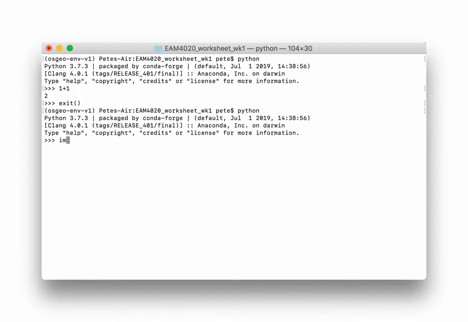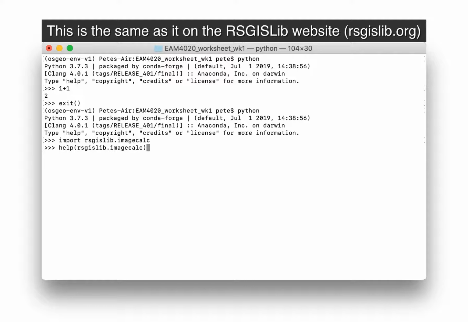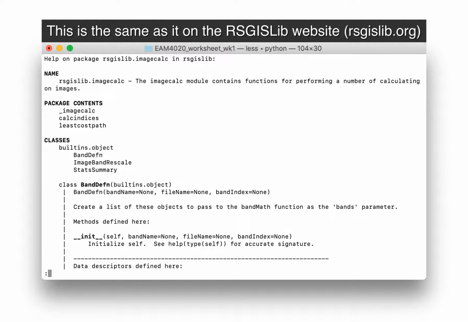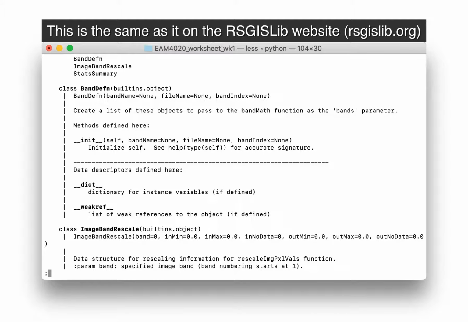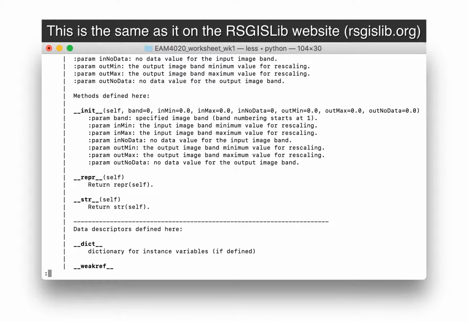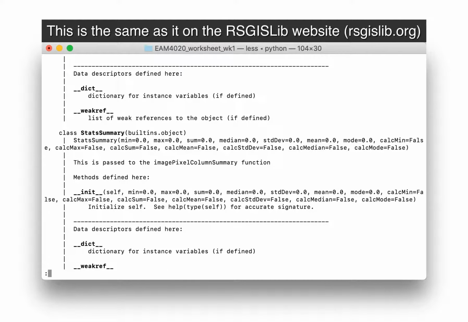If we go back, we'll look at the Python help system. First we need to import a module. This is basically importing some new functionality to Python. In this case, we're going to import the imagecalc module of rsgislib. Then we just type help rsgislib.imagecalc, hit enter, and you'll be in the help system, and you can then scroll through that help system. To exit this, we need to press the Q button for quit on your keyboard.